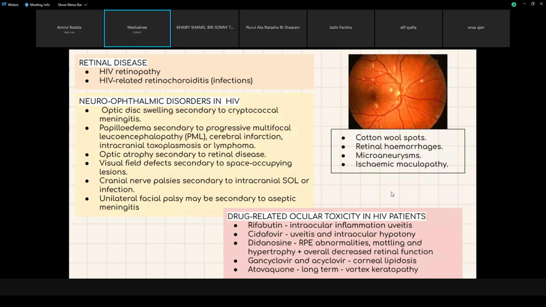For drug-related ocular toxicity in HIV patients, these drugs can cause ocular toxicity and manifest in different types of presentations, such as intraocular inflammation, uveitis and intraocular hypotony, and corneal lipidosis and vortex keratopathy. So different drugs can cause different types of ocular toxicity. Next.